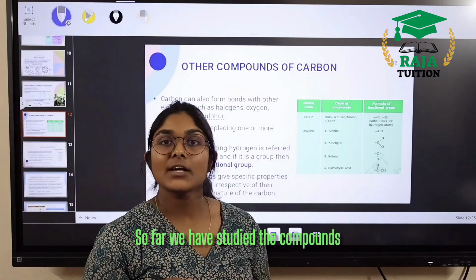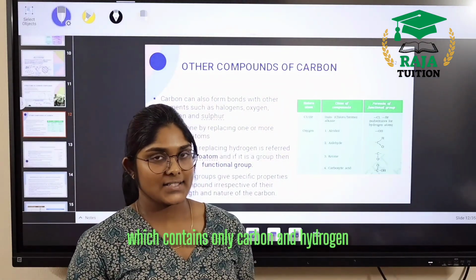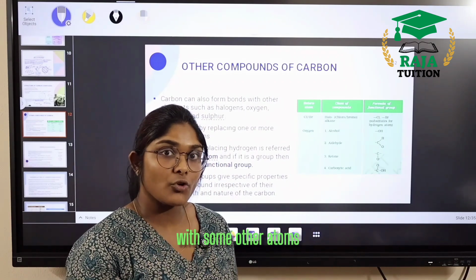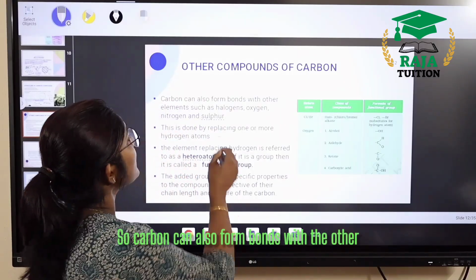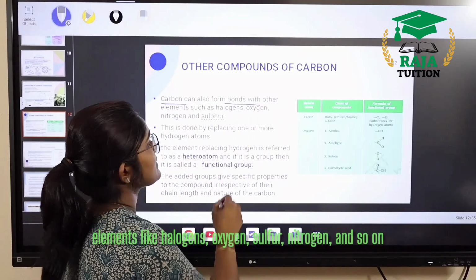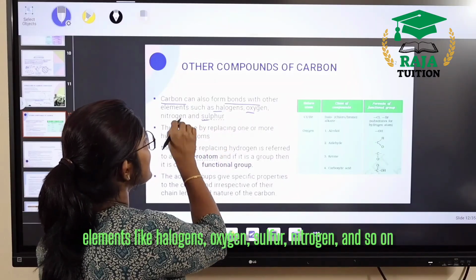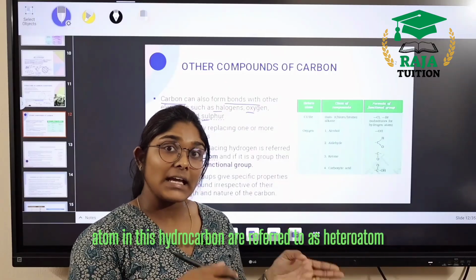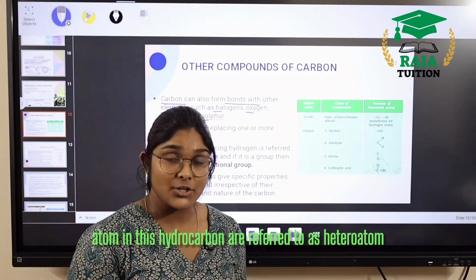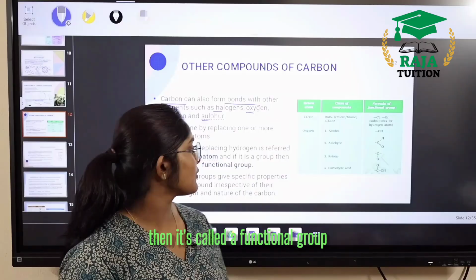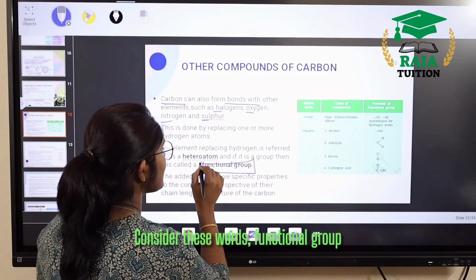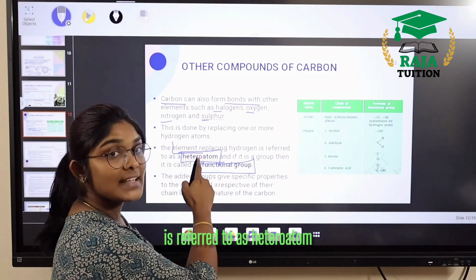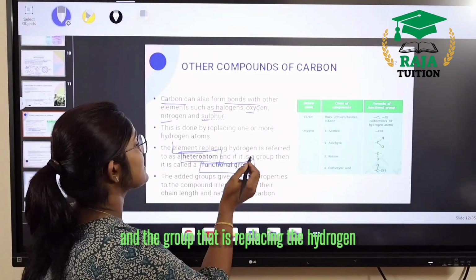So far we have studied compounds which contain only carbon and hydrogen. Now let's study compounds of carbon with some other atoms or functional groups added. Carbon can also form bonds with other elements like halogens, oxygen, sulfur, nitrogen and so on. The atoms that replace hydrogen atoms in the hydrocarbon are referred to as heteroatoms. If it is a group, then it's called a functional group. Consider these words: functional group, heteroatom.